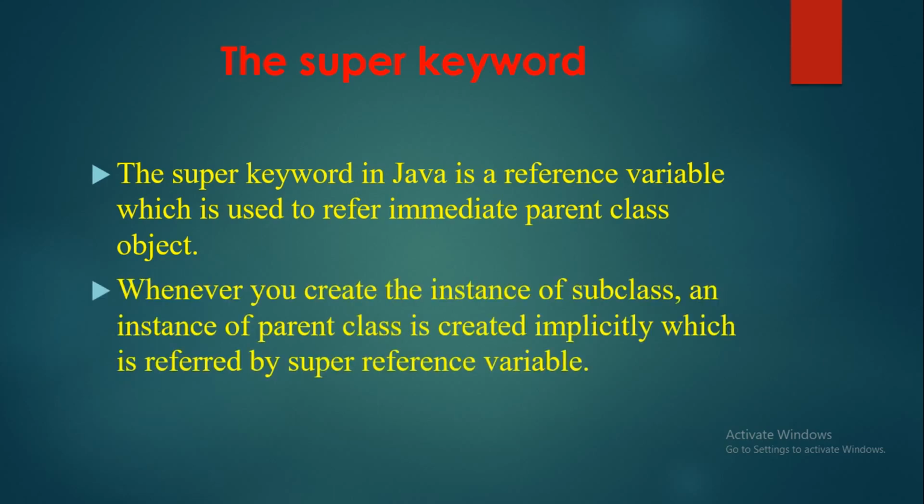Whenever you create the instance of a subclass, an instance of the parent class is created implicitly, and it is referred to by the super reference variable. We all know that all the properties of the parent class can be accessed by the child class. So with the help of a child class object, we can access the parent class property. When we create the instance of a child class, the instance of the parent class is automatically, or implicitly, created, and it is referred to by a super reference variable.